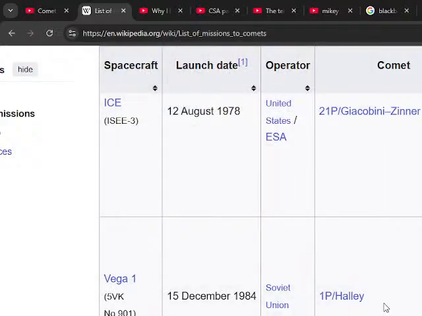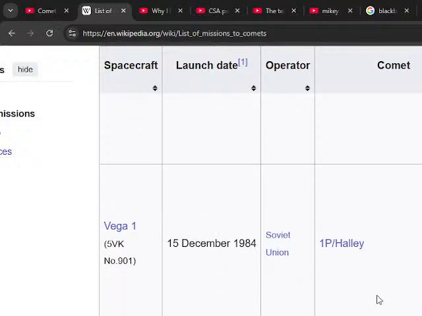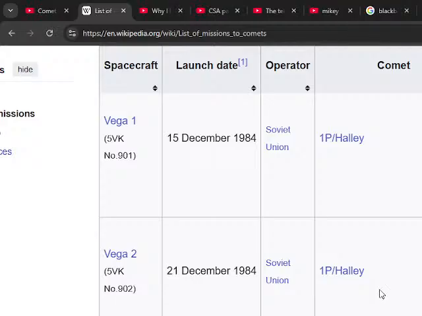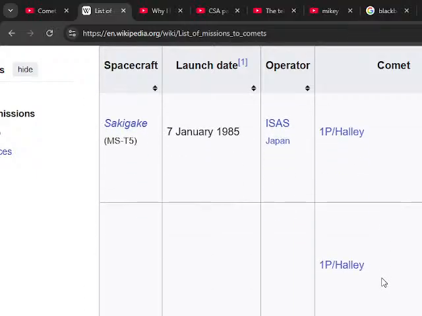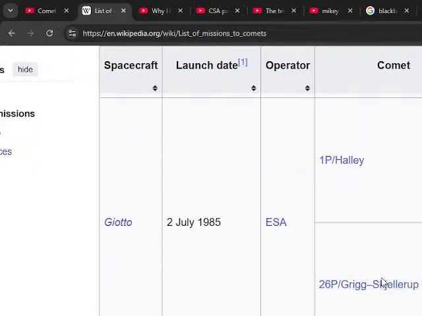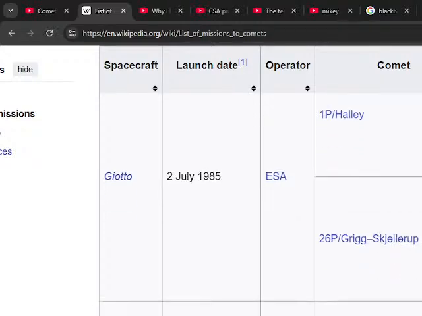Halley's Comet. Everybody knows Halley's Comet is a 76 year period. And then you have Vega 2, which was sent to Halley from the USSR. A Japanese probe, Sakigake. And people are going to probably complain about that. There was Giotto in 1985 to Halley and to 26P. The names after it are the people who found it.